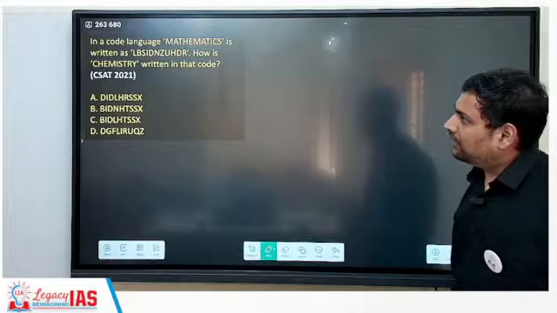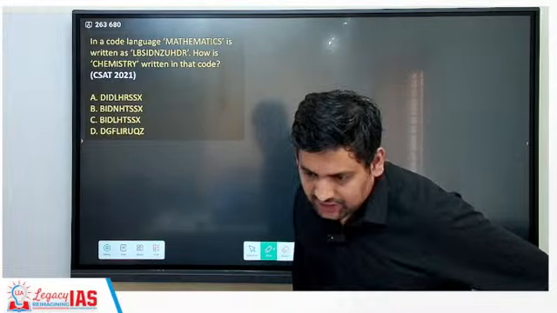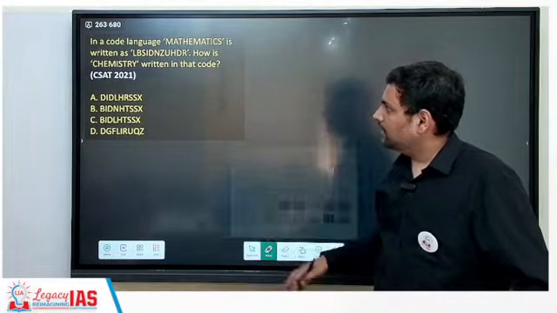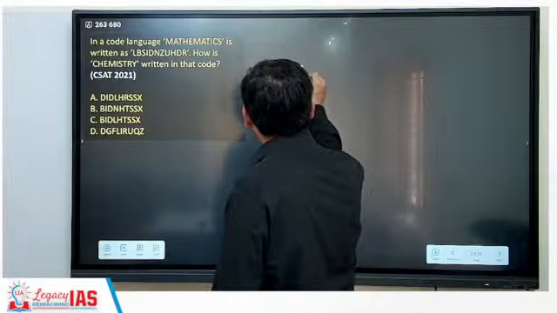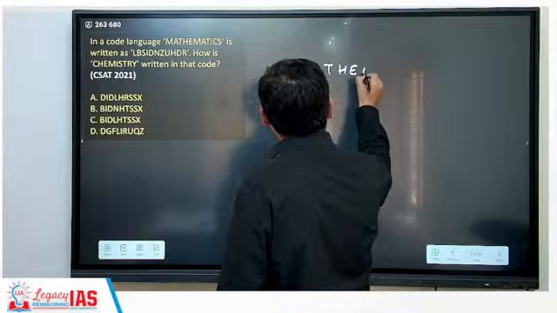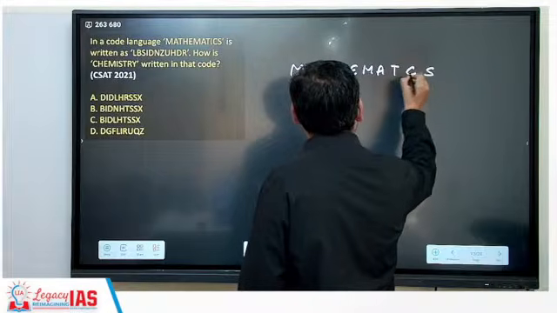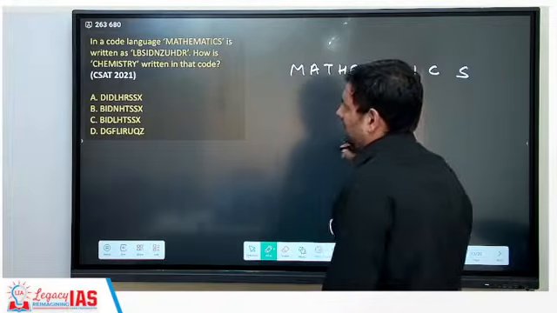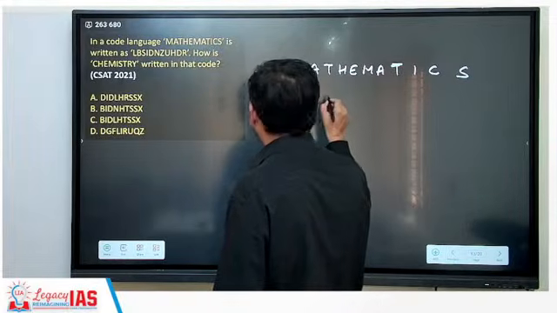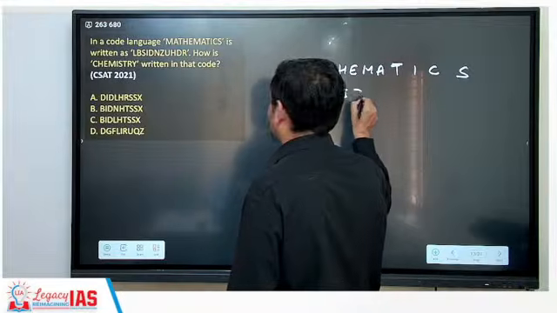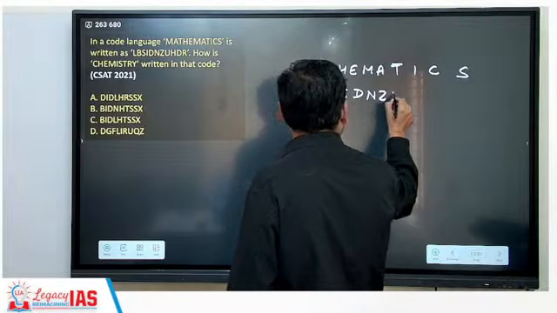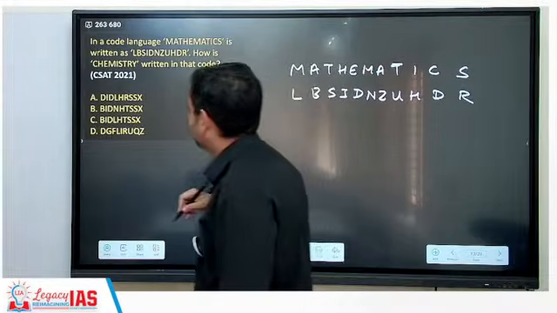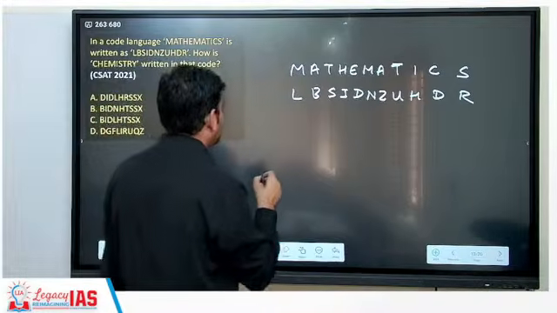Now, mathematics is written as this: L, B, S, I, D, N, Z, U, H, D, R. Then how is chemistry written in the same code?